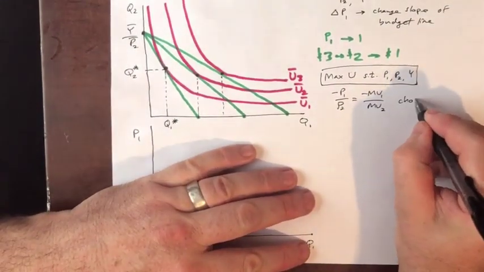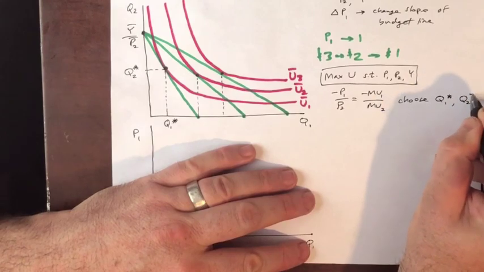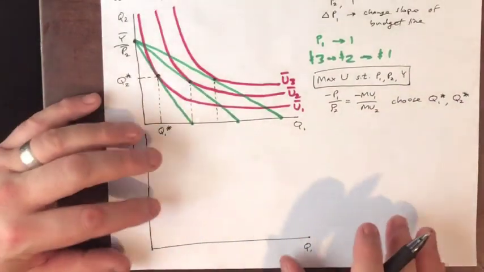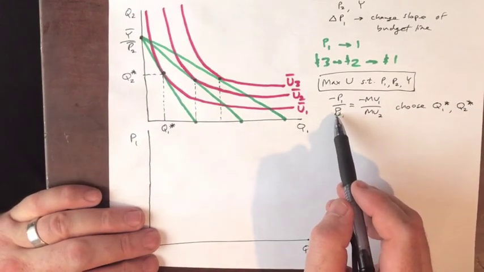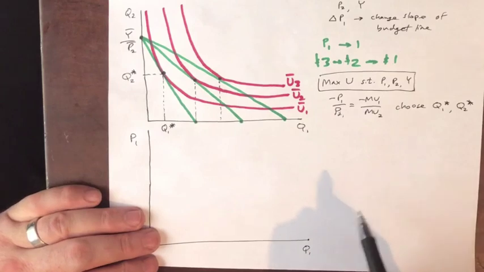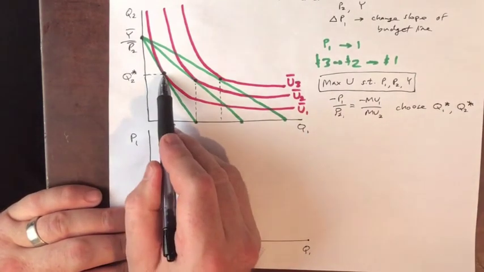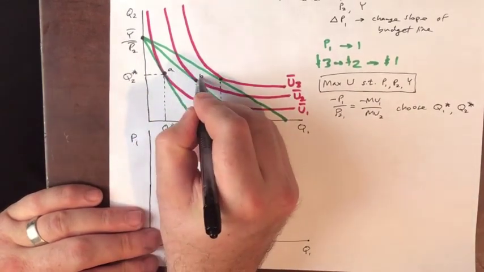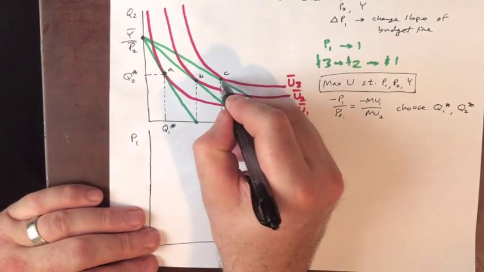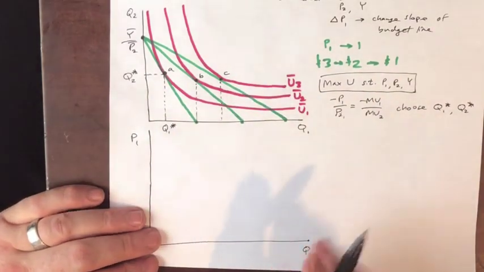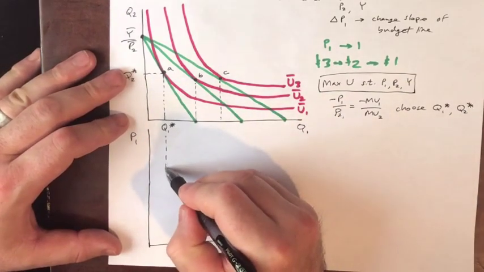Okay, so we choose these quantities, Q1 star and Q2 star, based on, well, where is this the case, right? Given the prices and the income, where is this equal? So initially that's here, at point A, but then it changes because we've changed the price, and then it changes again to point C. So we can make inferences based on that.